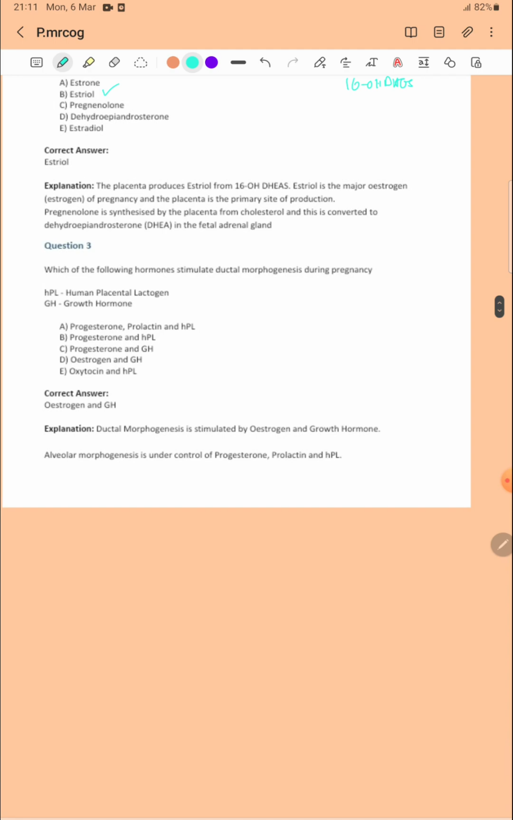Now next question: which of the following hormones stimulates ductal morphogenesis during pregnancy? It is estrogen and growth hormone. Estrogen and growth hormone are responsible for ductal morphogenesis, whereas alveolar morphogenesis is under the control of progesterone, prolactin, and human placental lactogen.